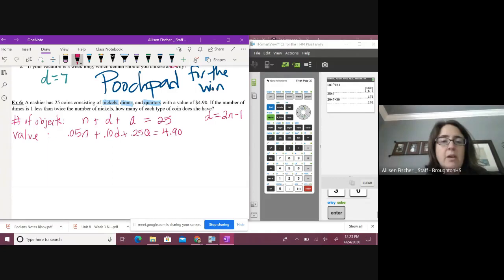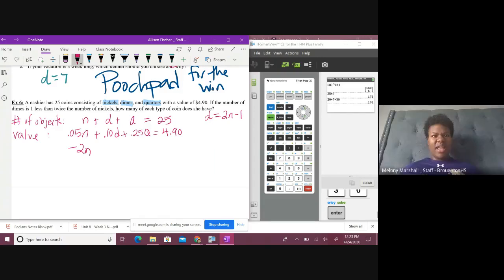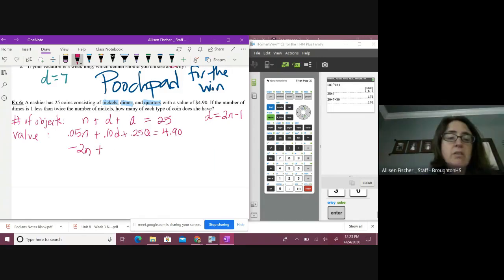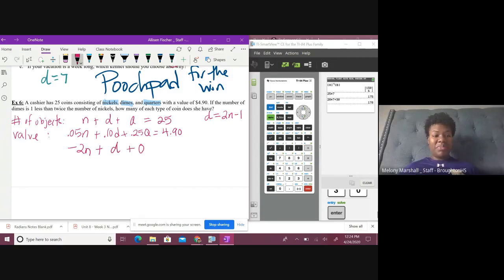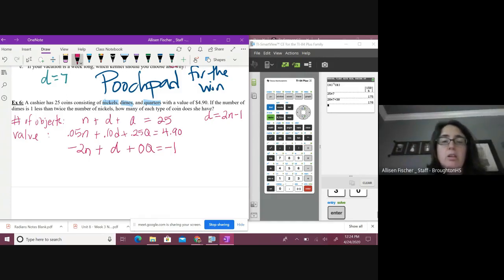Okay, so I wrote that off to the side because I want to reorder that so that I have N listed first, then D, then Q, and then my constant on the other side. So if we reorder that, we're going to have negative 2N. We can do that? A negative? Yeah, because I'm just moving it over to the other side. Oh, okay. And then 0Q equals negative 1.